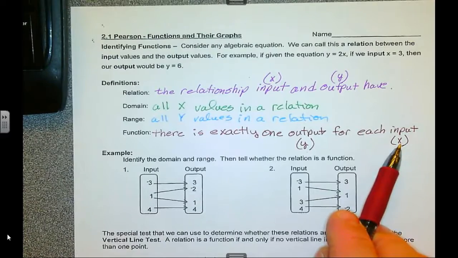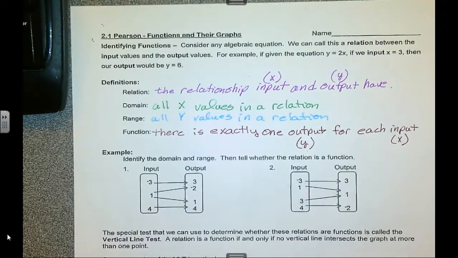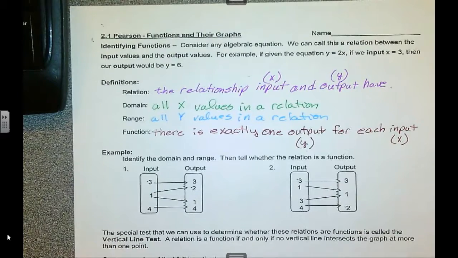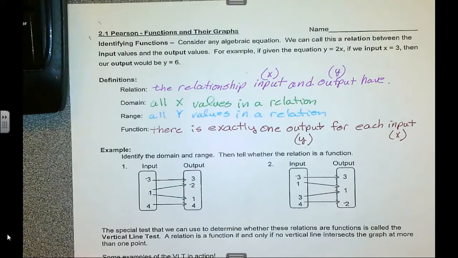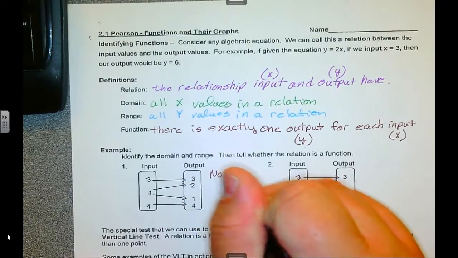That means x cannot have two different y's. Correct? Is that another way of putting it? If it does have two different y's, it is not a function. For example, in number 1, does every x have exactly one output? Does every x have exactly one y? No. So this is not a function.